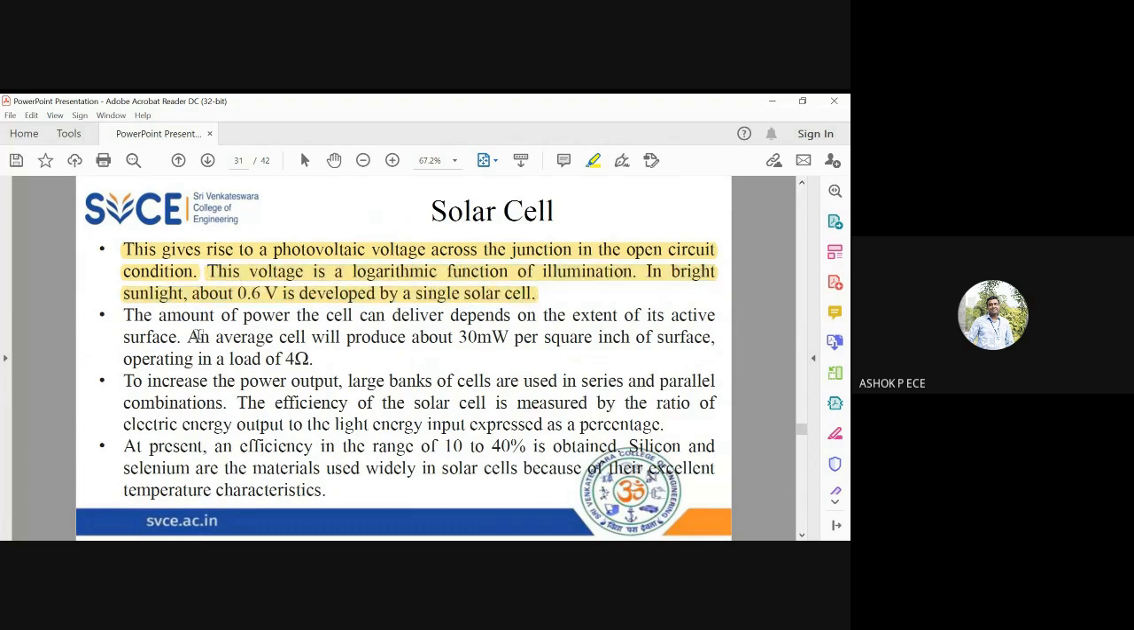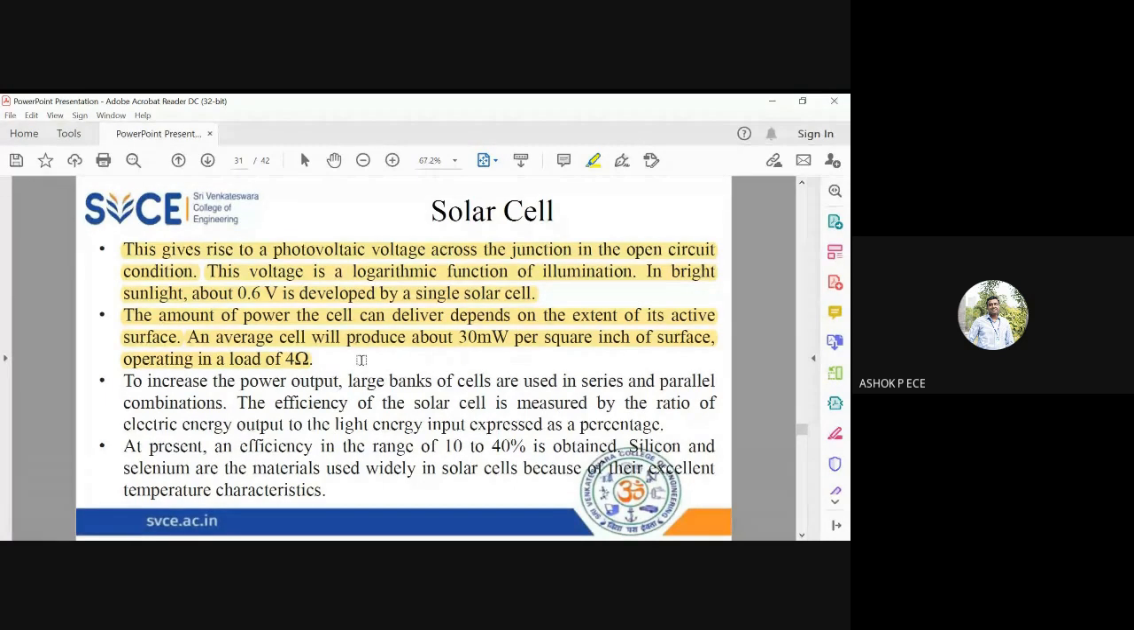The amount of power the cell can deliver depends on its surface area, the active surface area. An average cell can produce 30 milliwatt per square inch of surface, operating a load of 4 ohms. So a single cell can produce 0.6 volt. If you want more voltage to be produced, you have to connect many solar cells in cascade.